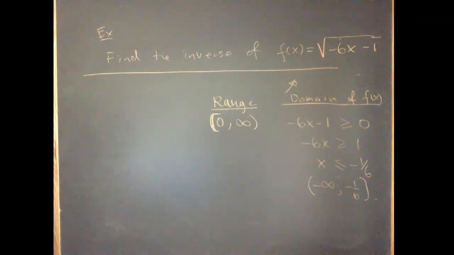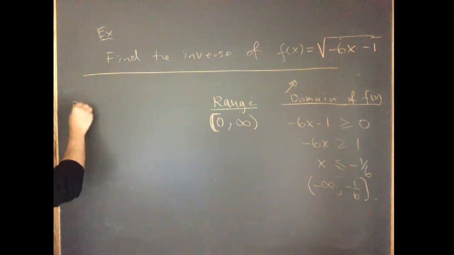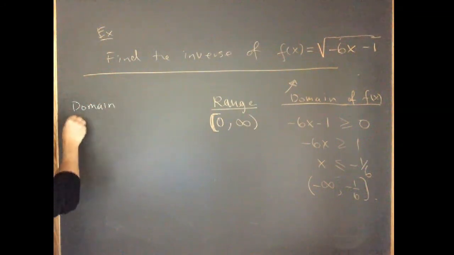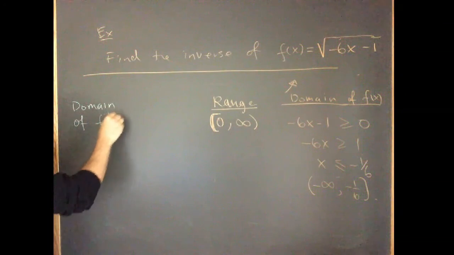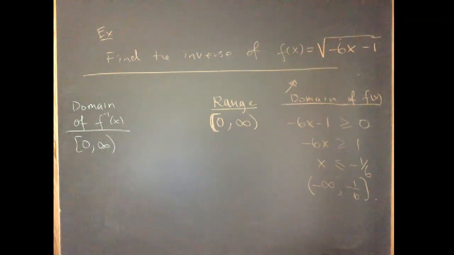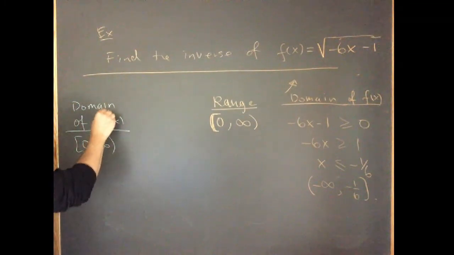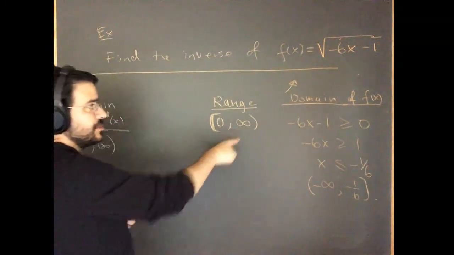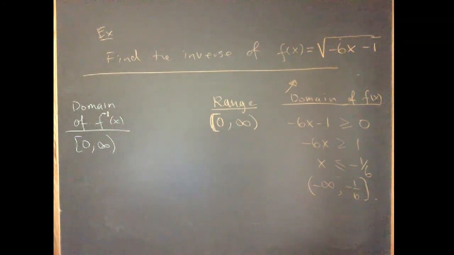And what this means is that the domain of f inverse is going to be from 0 to infinity. Because remember, when you compute the domain of the inverse, it's actually the range of the original function. But that's not going to be apparent from the equation.